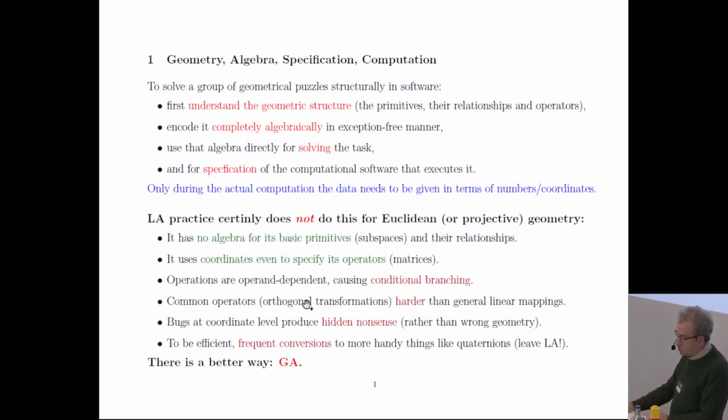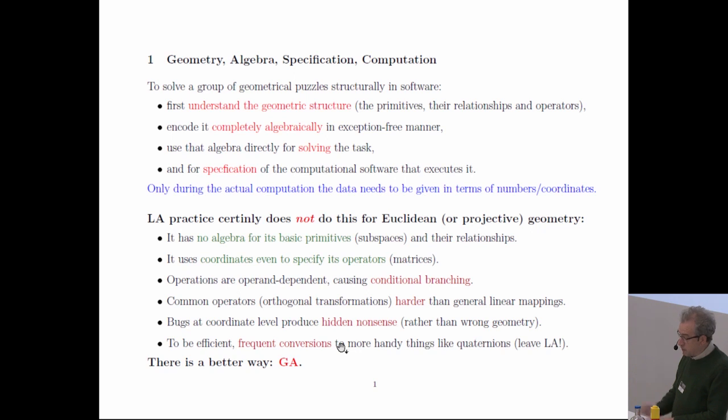There are certain operators that we use quite a lot, like orthogonal transformations, that are actually hard in linear algebra because they're matrices with constraints. And so I always have to make sure that they don't move off the orthogonal transformations when I do an estimation. If you make a bug at the coordinate level, you produce nonsense. It's no longer geometry. You actually make a real mistake. It's very hard to spot where those things happen.